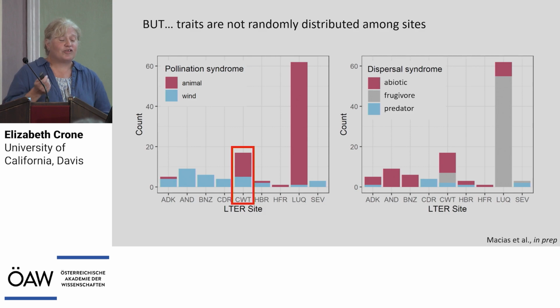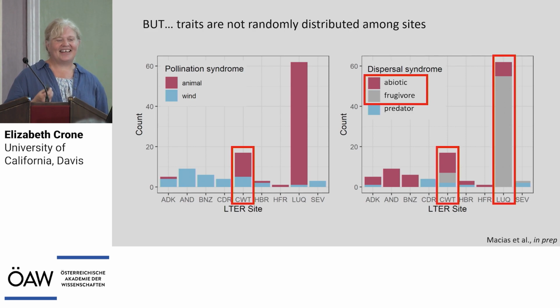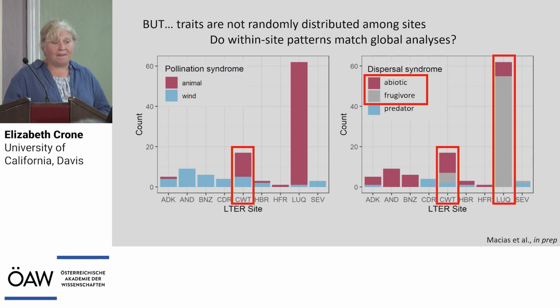So, in fact, there's only one site that has a significant number of both animal and wind-pollinated species. And there's only 2 sites that have a significant number of abiotic and frugivore dispersed species, and no site had more than 3 predator dispersed species and more than 3 dispersed with any other mechanism. So let's look at what happens. There's a lot of things that vary among the sites. Let's look at what happens within sites.